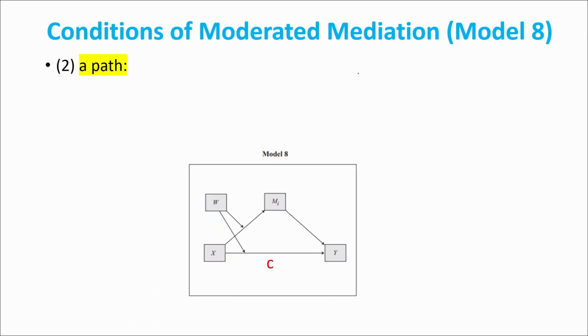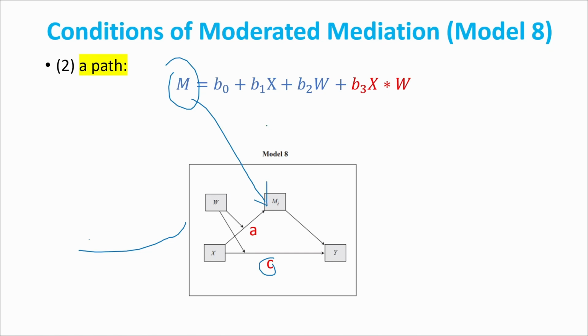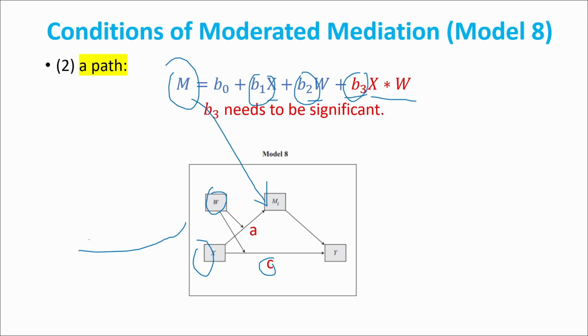Another one is the A part. After knowing the C part, we're going to look at the A part, namely this part. For this part, there's another regression model, namely here. The dependent variable is the mediator M, and then X, and then the moderator and the interaction item. For this, we need to make sure that the regression coefficient for the interaction item X and W is significant. We do not really need to pay too much attention to B1 and B2. We just need to make sure that the B3 is significant.